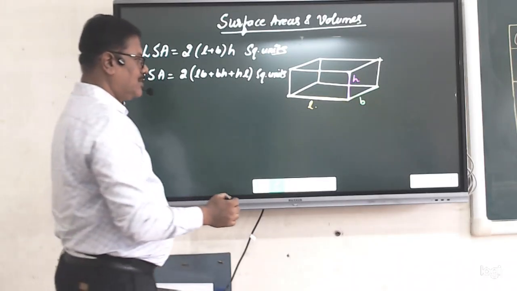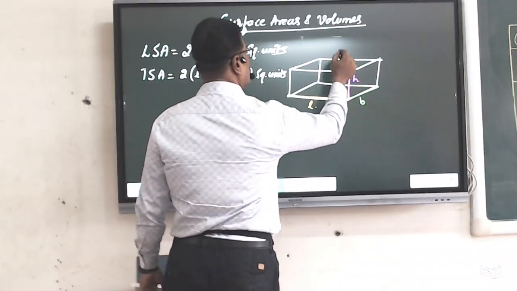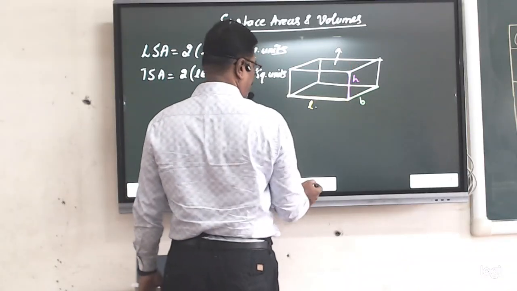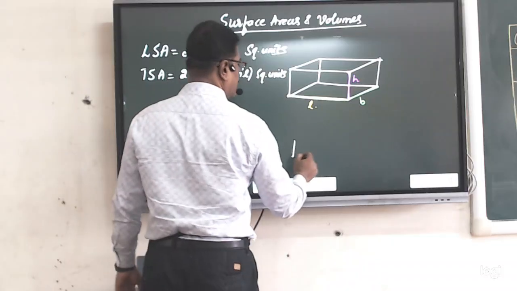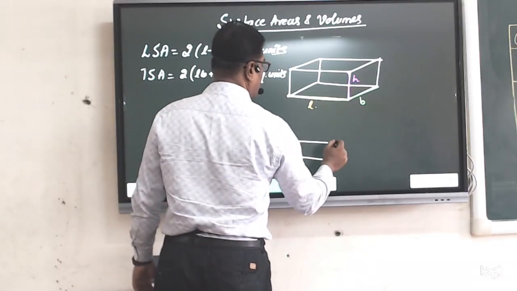As I said, suppose if this is kept open, let me take another example here. See, this is once again a cuboid.